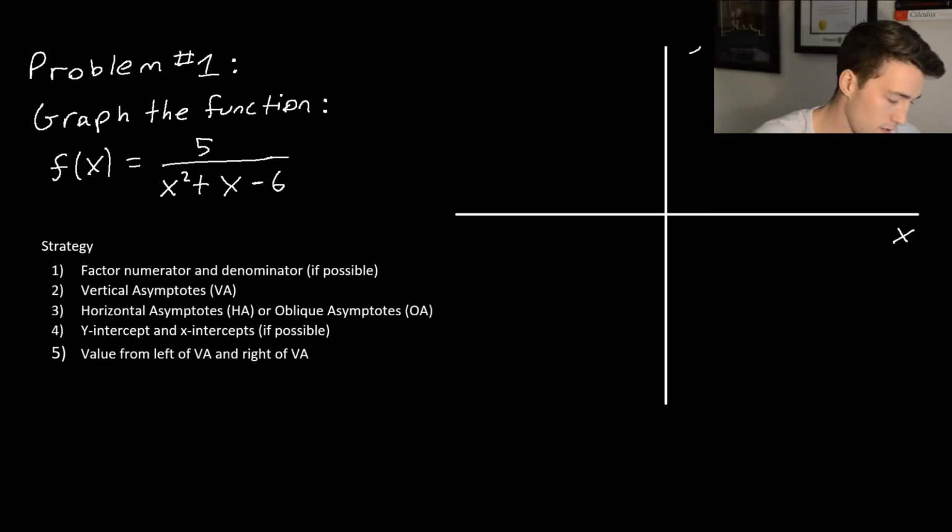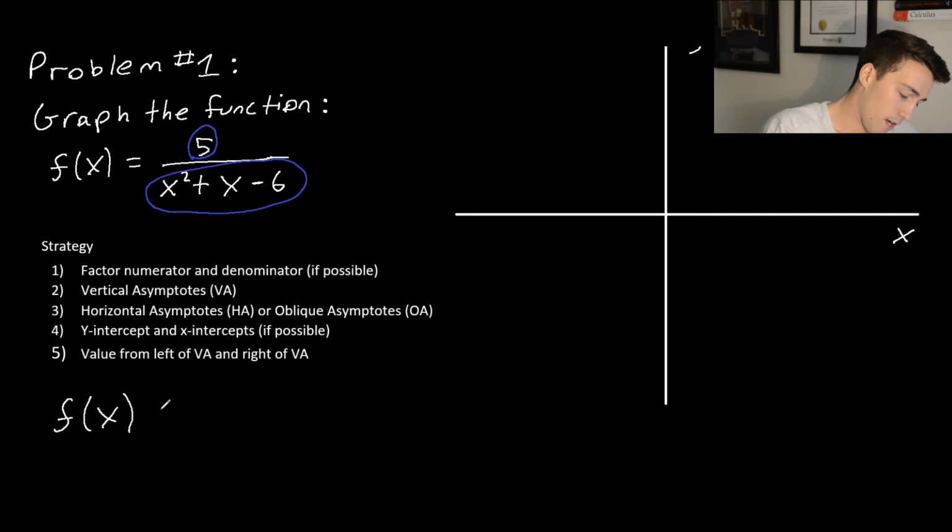And finally, we're going to go over the values from the left of the vertical asymptote and from the right of the vertical asymptote. All right, so for our first problem, we have something that says graph the function, and we're given 5 divided by x squared plus x minus 6. So here, I know this is a reciprocal function, and I know that because it's a constant on top, divided by a polynomial. Looking at our strategy, we're going to follow it in order.